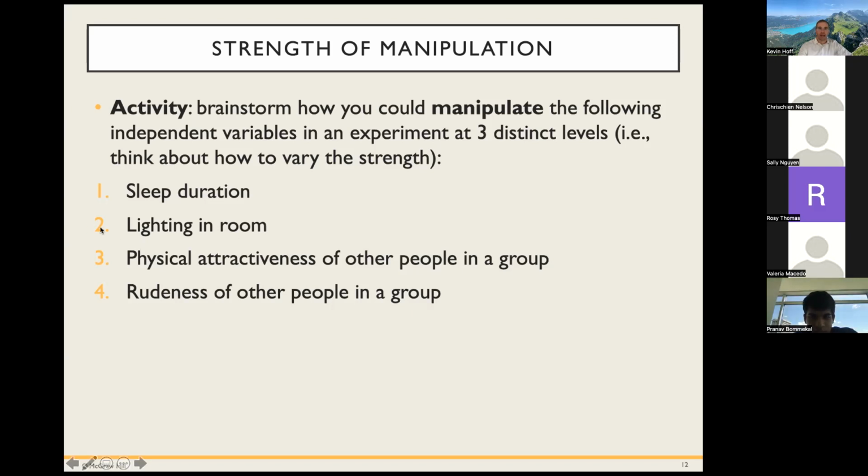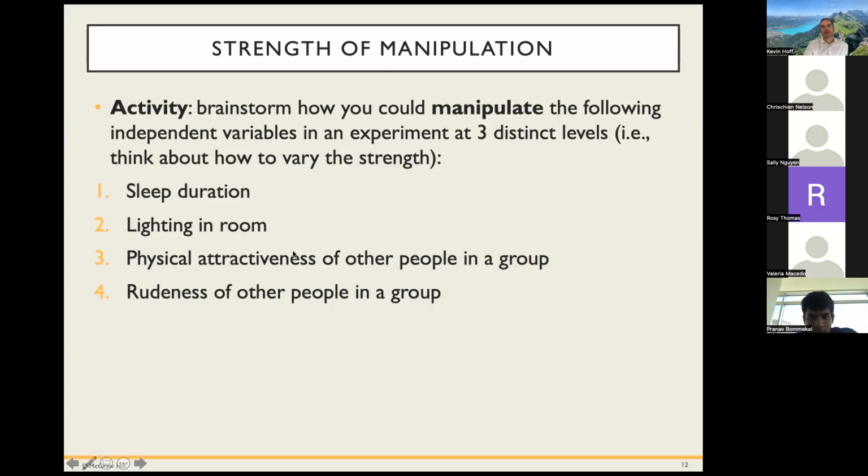With lighting in the room, it could be the same sort of idea. Let's say we wanted to see how lighting affected people's test performance. You could set up 3 different levels of lighting, and obviously all of them should be bright enough that people can at least see what they're doing.